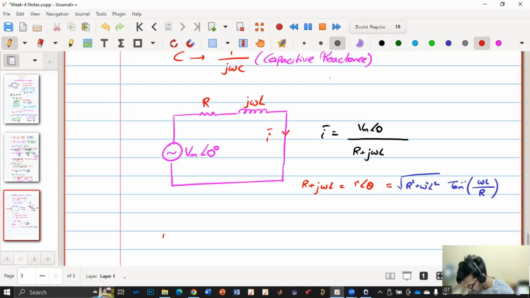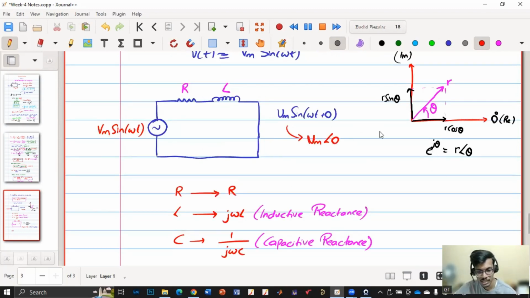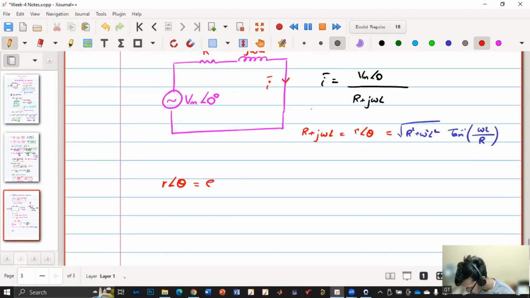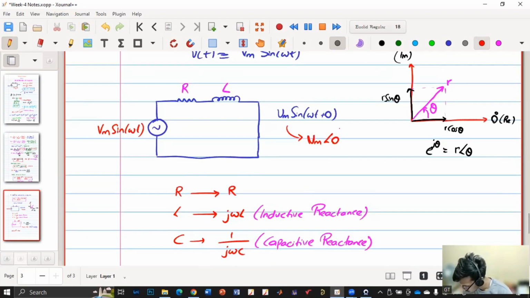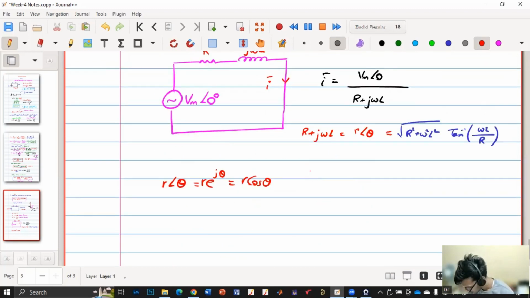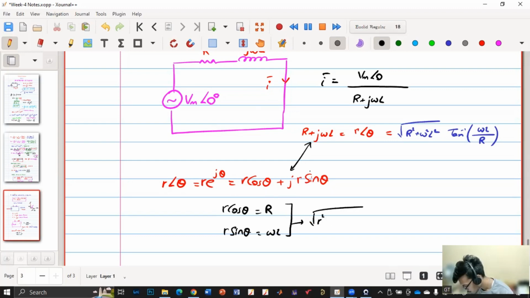So you may ask me, how did you get this? Whatever representation we have written, R angle theta, we know that R angle theta is R into e to the power j theta. I missed this R earlier. So that is R cos theta plus j R sin theta. If I compare these two, we get R cos theta equals R and R sin theta equals omega L. So from this I will get square root of R square cos square theta plus R square sin square theta, which equals square root of R square plus omega square L square. So that's how I got this term.